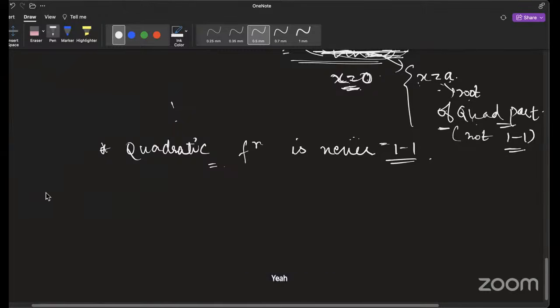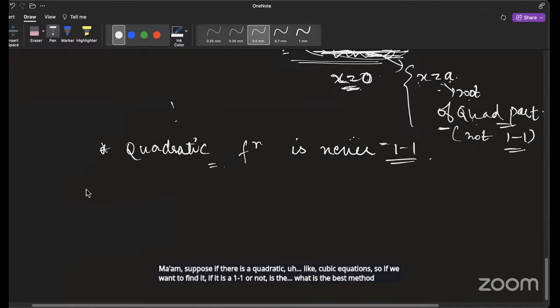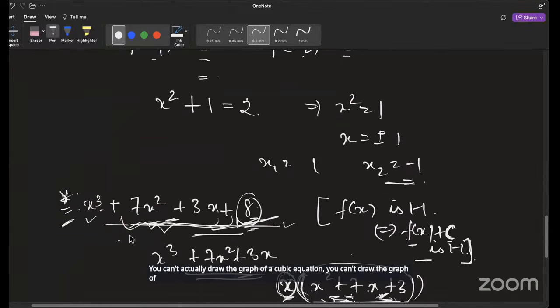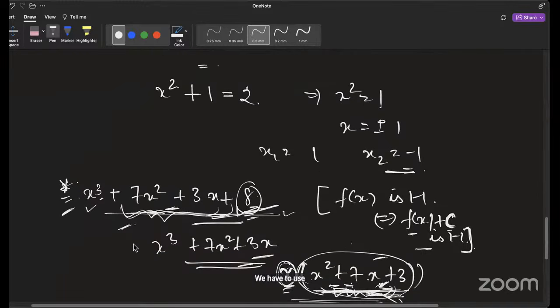Ma'am, suppose there is a cubic equation and we want to find out if it is 1-1 or not. Is the graphical method best for that, or do we have to check x1 equal to x2? You can't actually draw the graph of a cubic equation manually. You have to use some plotting application to plot it.